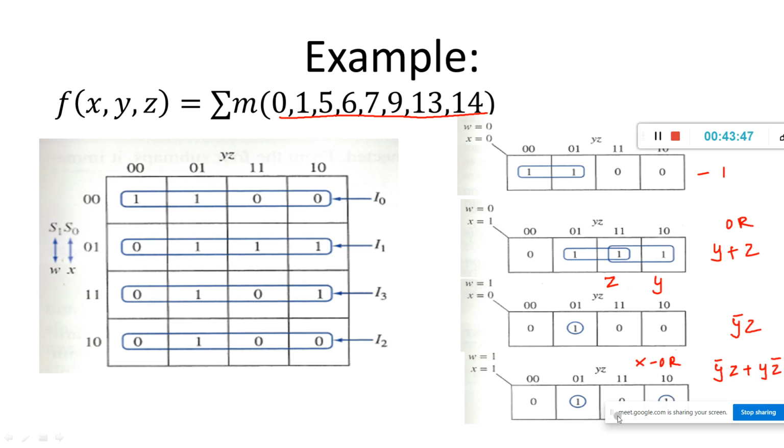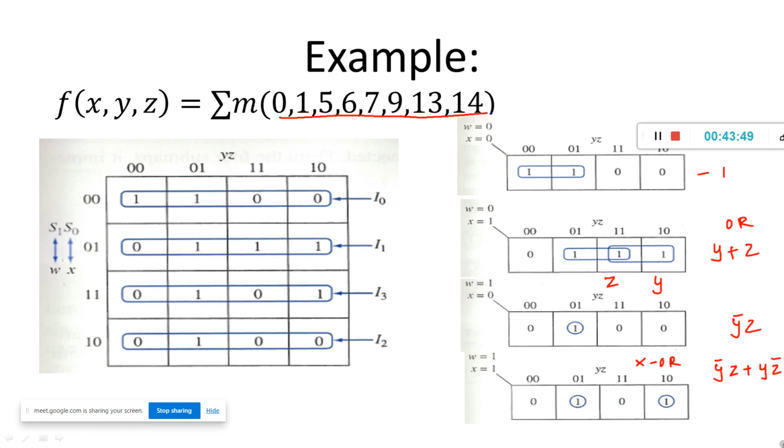Okay, so here you can see this, no? Y bar Z plus Y Z bar. Okay, you can see this here. So if you group it according to the K-map, you will get this. Okay, next. So we have here the multiplexer implementation. We got here Y bar Z plus Y Z bar. Here we got Y bar Z. Here we got Z. Here we got Y plus Z.